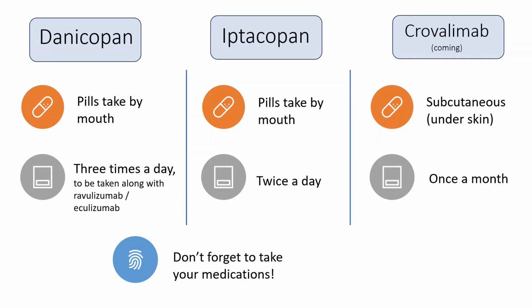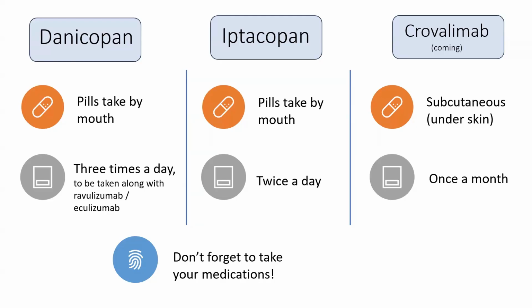Iptacopan, you can just take by mouth on its own. You don't need to take it with ravulizumab or eculizumab. It's twice a day. So I put that little blurb on the bottom that you have to be a good pill taker. If you know you're not going to be a good pill taker, then this may not be the treatment for you.